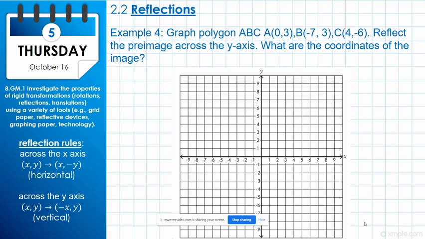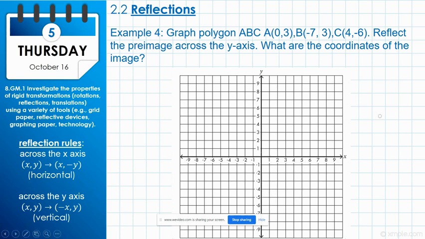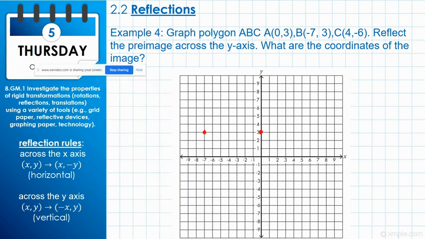In example 4, it says graph polygon ABC with the coordinates for A at 0, 3, which we'll graph. We'll start at 0, go up to 3. B is at negative 7, 3, which is left 7, up 3. And the final coordinate is at 4, negative 6: 4, down 6.